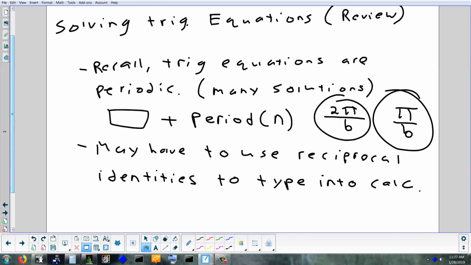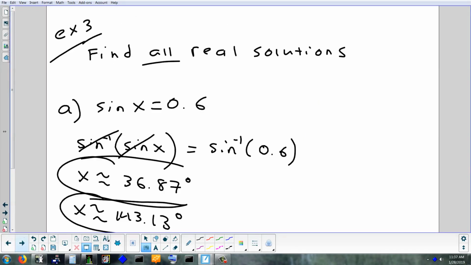Now, if you're doing it in radians, those are your formulas: 2 pi over b and pi over b. If you're doing it in degrees, it's 360 over b and 180 over b. Okay, so let's look at our function. There it is, sine x. What's b in that case? Oh, 1. B is 1.